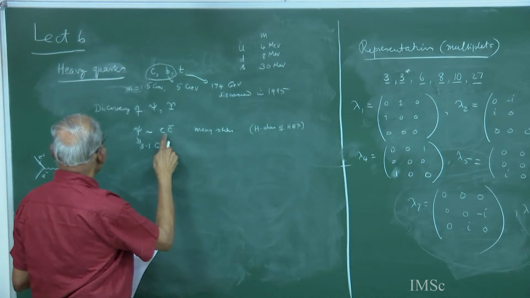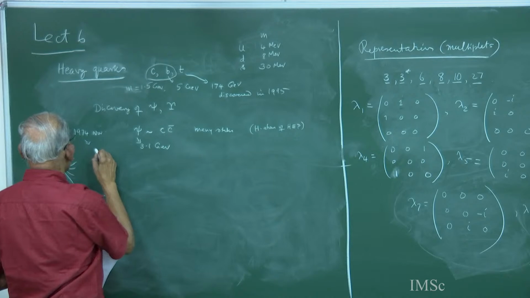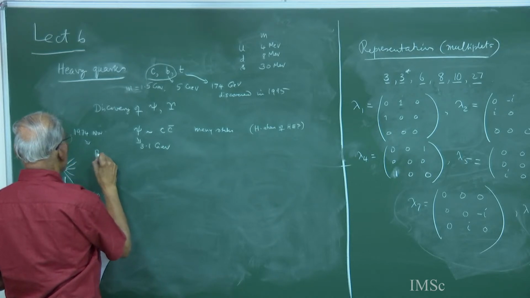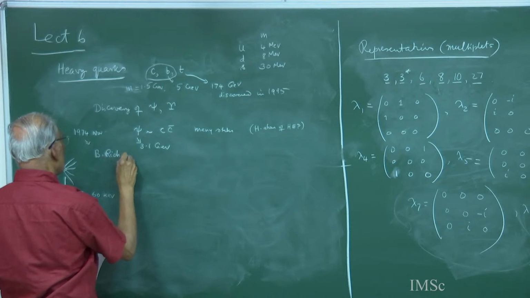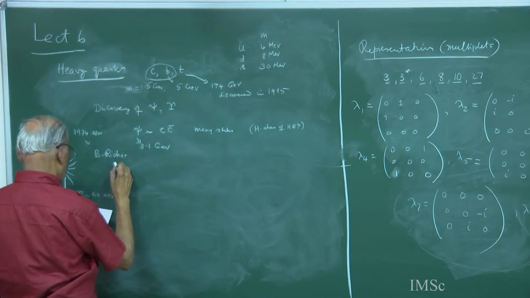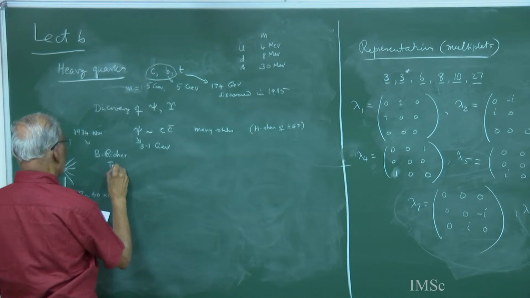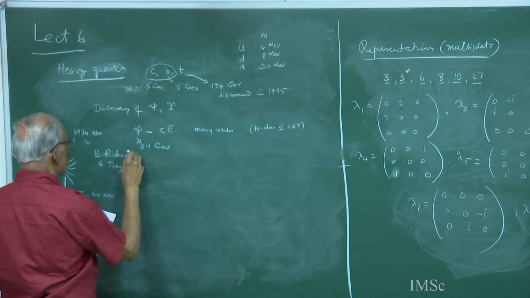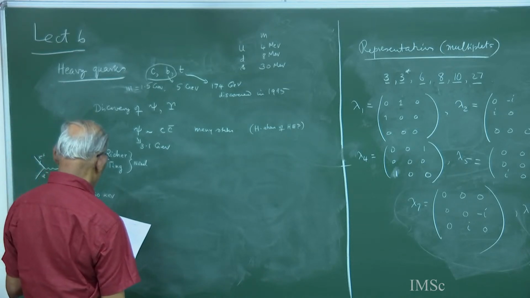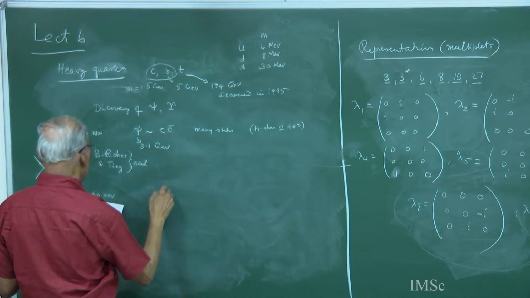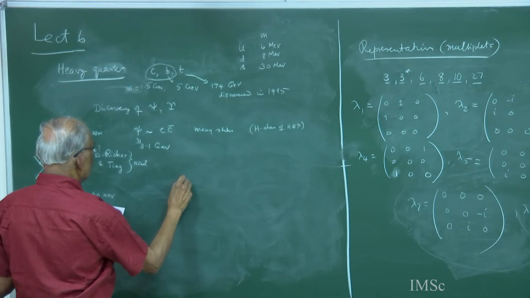So this discovery was made by Burton Richter, and also I think the other guys. Independently they discovered it, so they got the Nobel Prize very soon after, in 1974. Now we have bound states of C with the light quark.